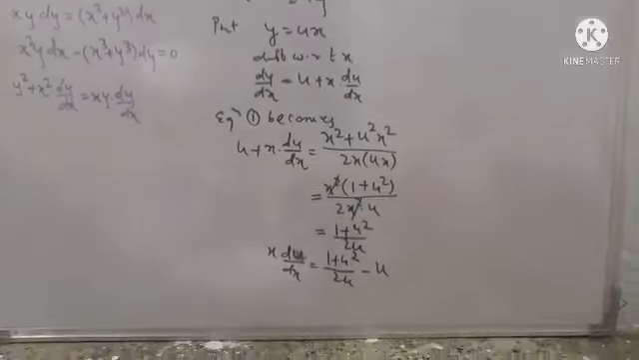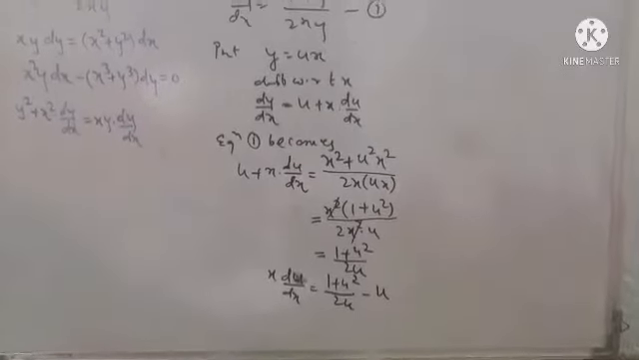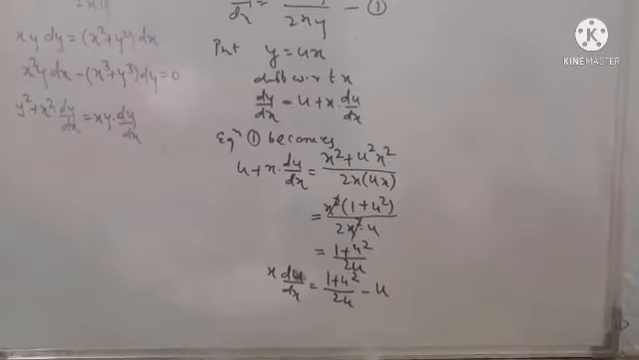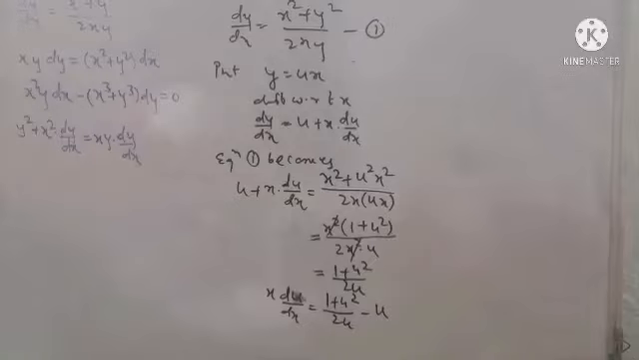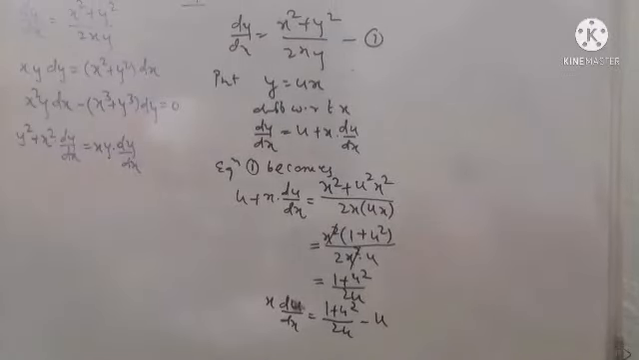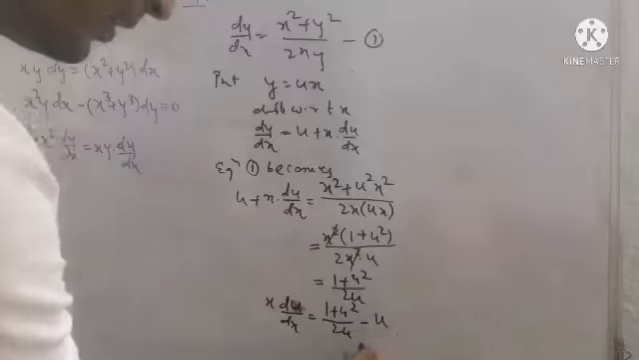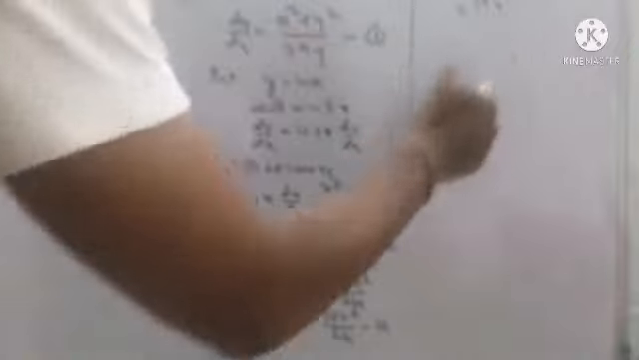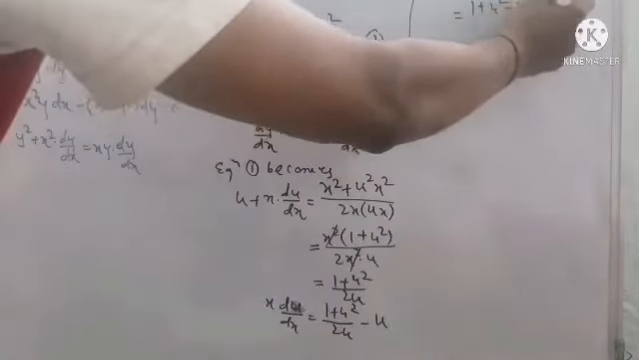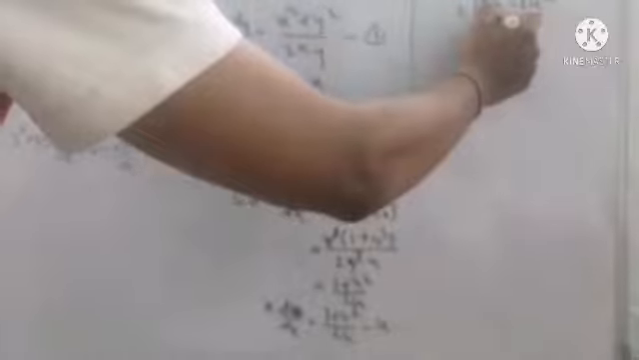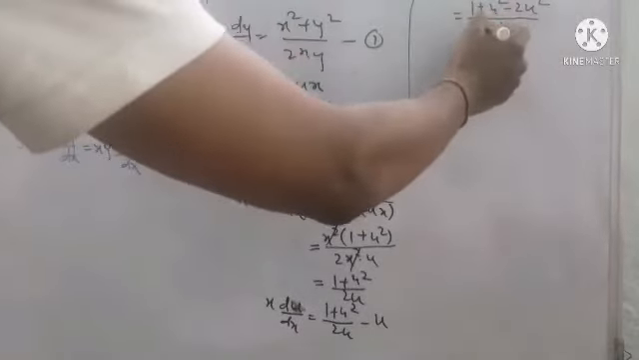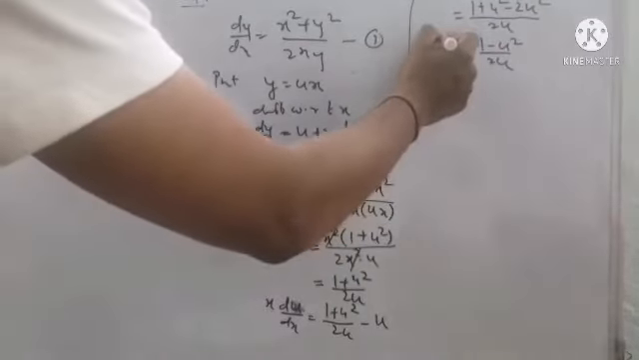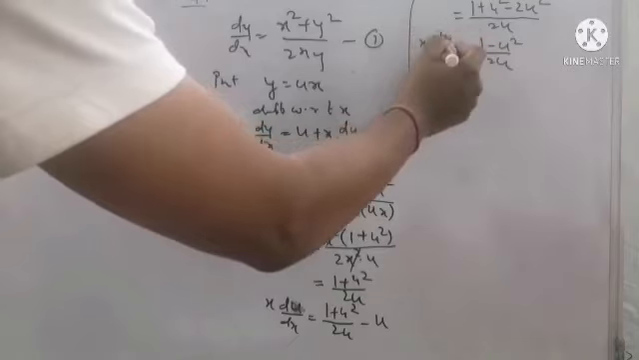Now we take a simple subtraction. On the right hand side we have to make a common denominator, so we multiply the denominator of the first term, 2u, with the numerator of the second term, that is u. So we get 1 plus u square minus u into 2u, that is minus 2u square, divided by the common denominator 2u. Now 1 plus u square minus 2u square gives 1 minus u square divided by 2u. On the left hand side we have x into du by dx.